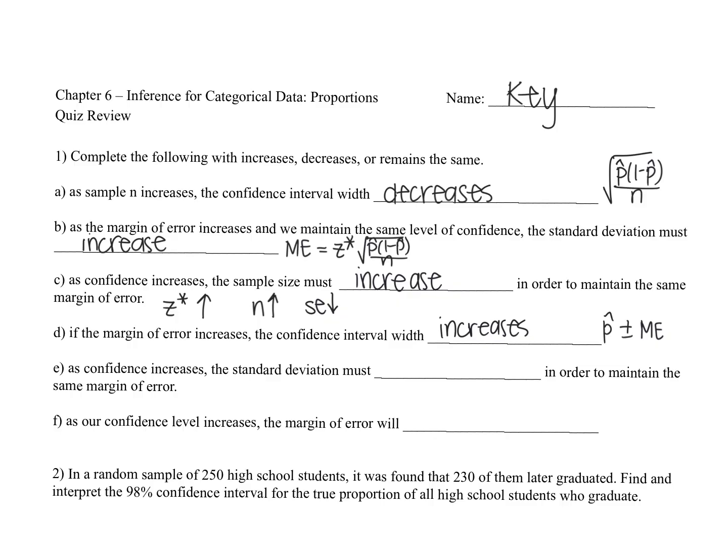As confidence increases, the standard deviation must what in order to maintain the same margin of error? So this is going to be decrease for a very similar reason as C. So the difference there is if you increase sample size, you decrease your standard error. So it ties in directly to C. And then as our confidence level increases, the margin of error will increase. Because again, critical value, if you increase confidence, you increase the critical value, which increases the margin of error.